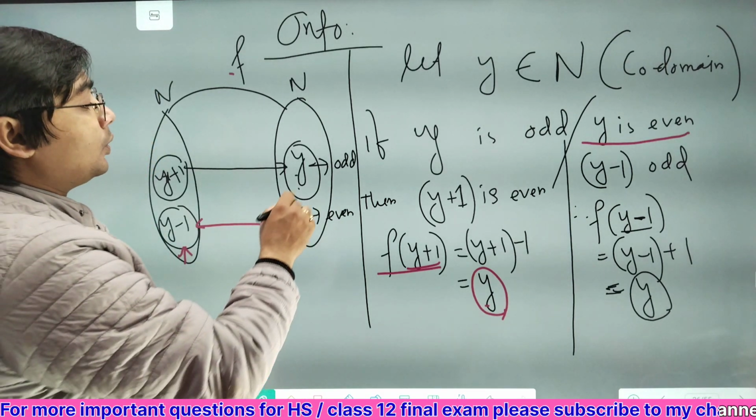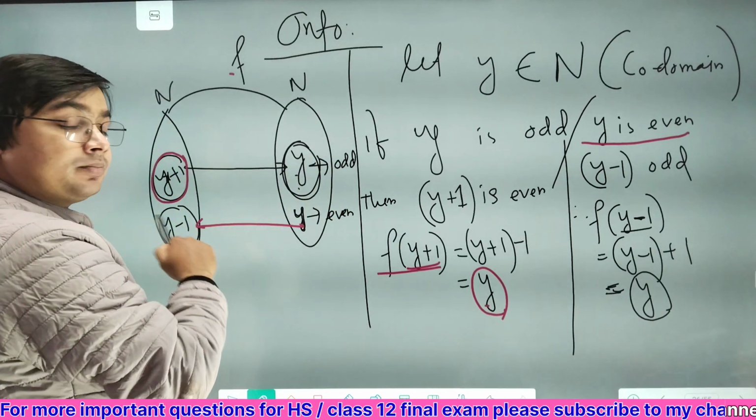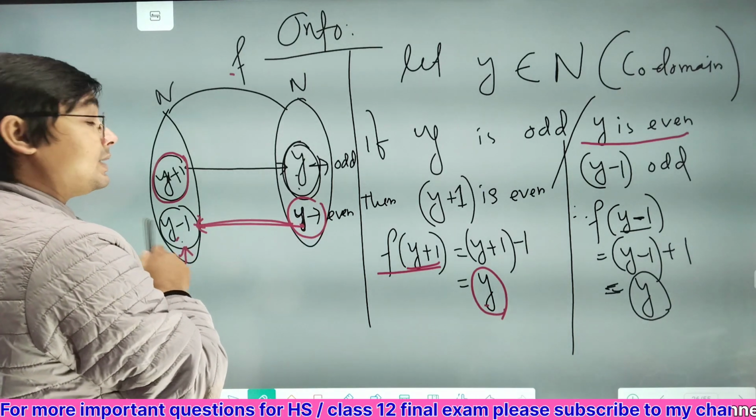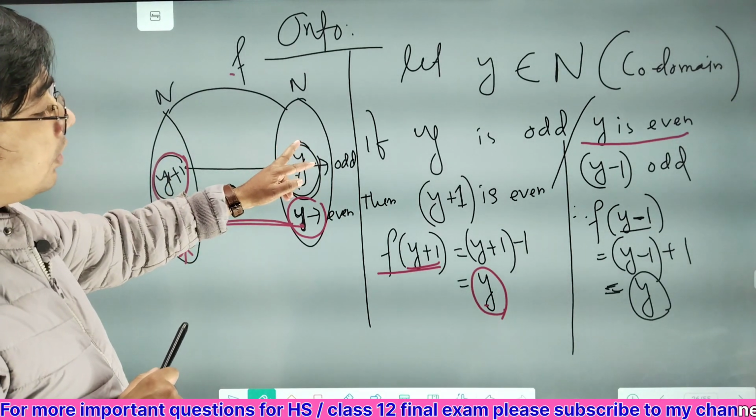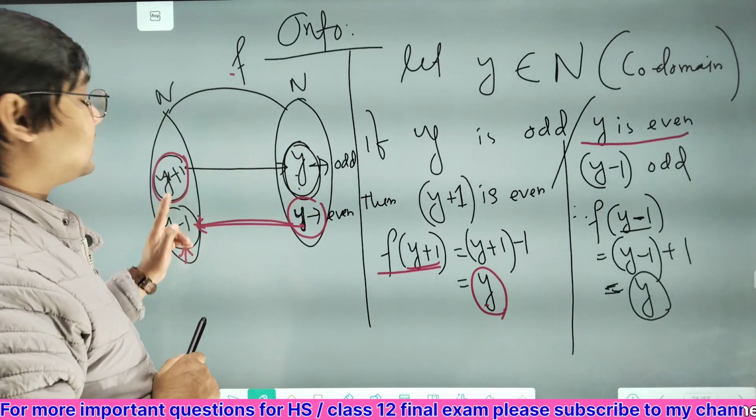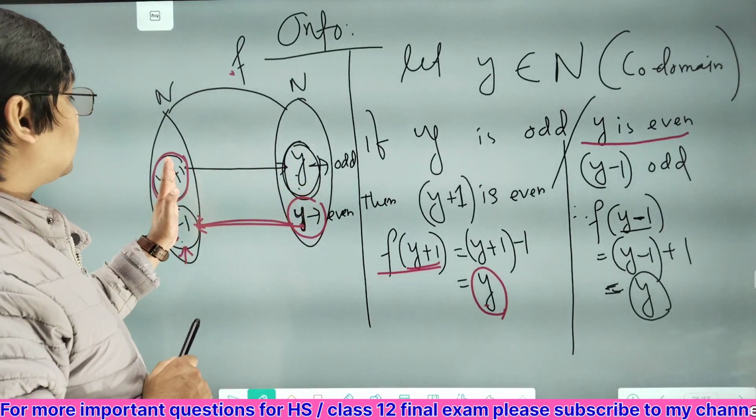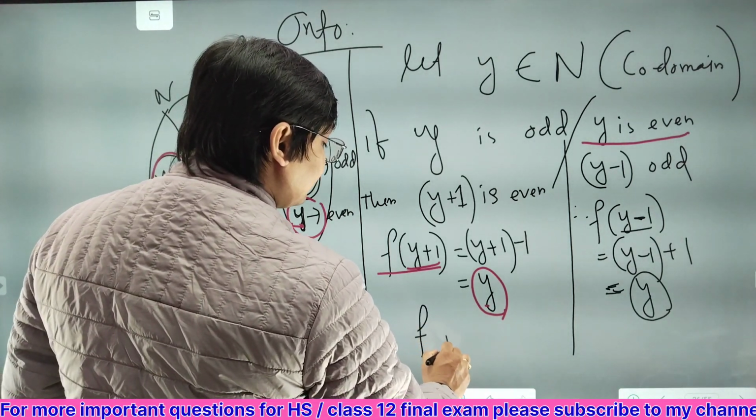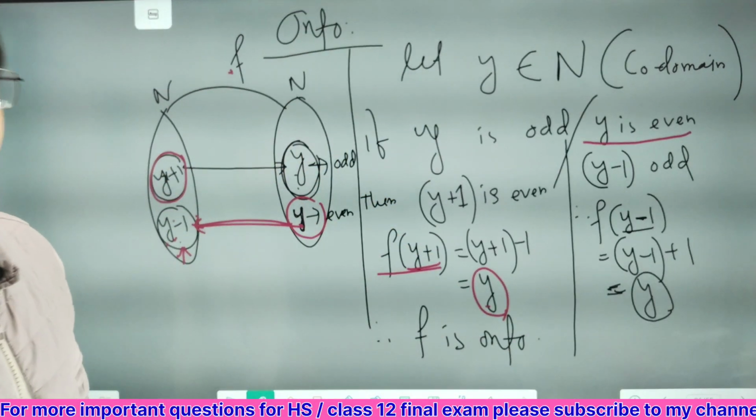So you see in both cases, if y is odd, there exists an element y plus 1, and if y is even, there exists an element y minus 1 in the set. That means for y odd or even, in both cases there exist some elements in the set capital N, the domain, such that y is their image. That means f is onto, and hence we can say the function f is onto. Is it okay?